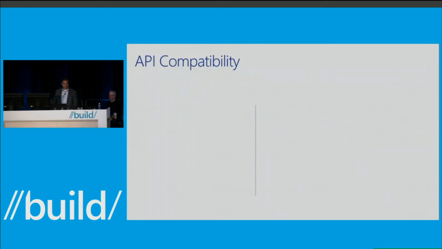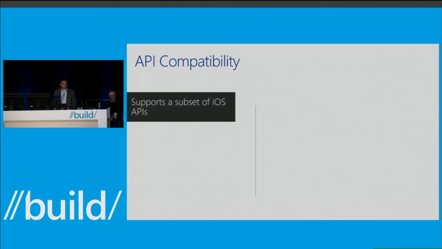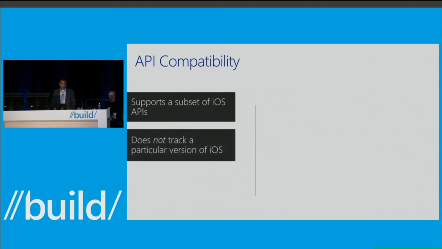All right, so the big question we get is, what APIs do we support? Well, obviously, we support the Windows Universal API surface, but on the iOS end, we don't claim to support everything. We support a very reasonable subset of the iOS APIs, but even those don't track to a particular iOS version. So it's not like we're guaranteeing support for iOS 8 or 6 or what have you APIs.